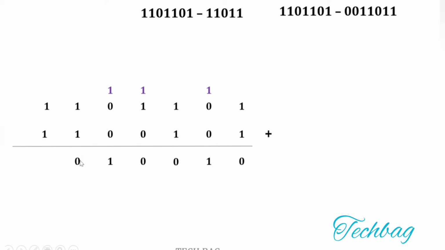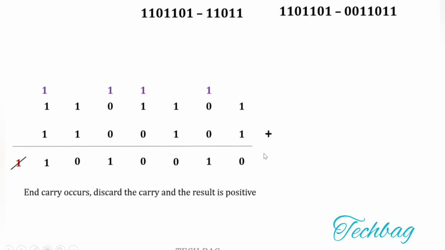Now 1 plus 1, sum 0, carry 1. 1 plus 1 plus 1, sum 1, carry 1. So we get a carry, that is, we get a carry at the most significant bit. If there is a carry, then you have to discard it. The remaining bits will give you the answer, and the answer is positive. Answer is 1010010. So let us check the answer.